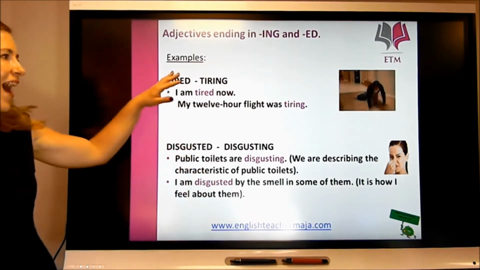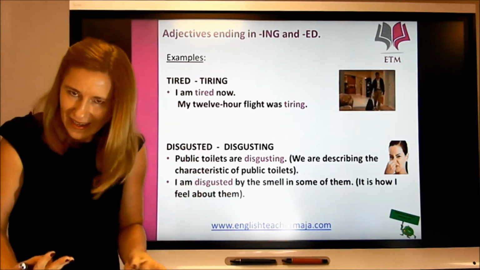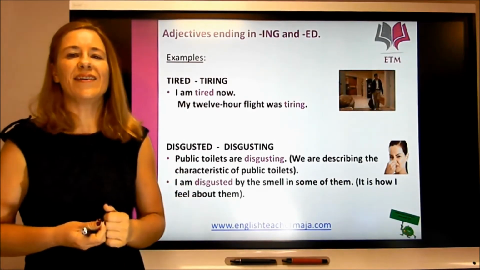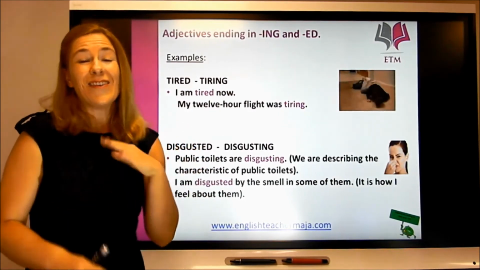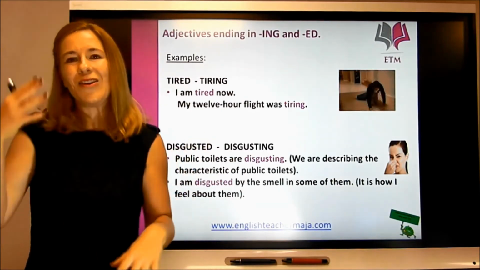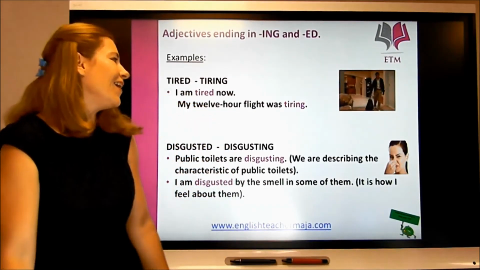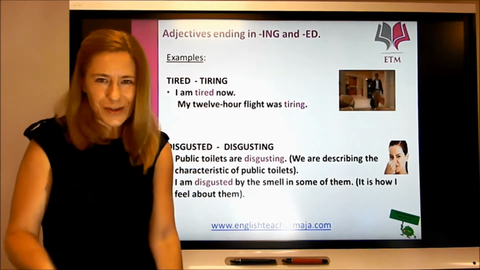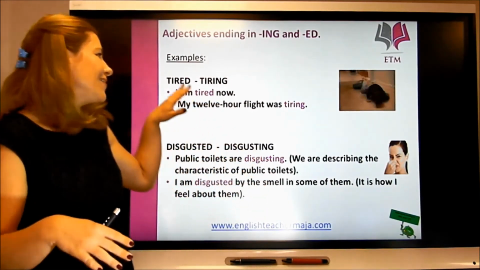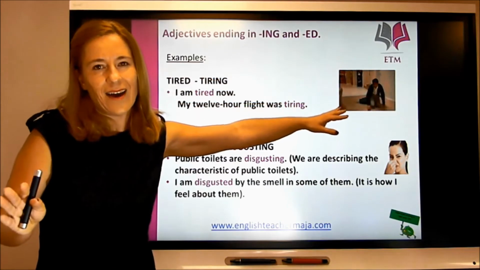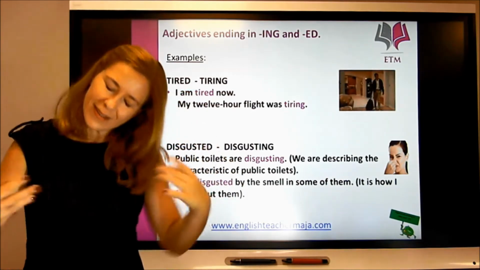Okay, so there are a lot of pairs of adjectives which end in -ed and -ing, so it's a very useful rule. Okay, so tired and tiring. Again, a person could be tiring. Okay, so it's like a characteristic of this person. I could be tiring. I hope not, but you know, you never know. And while you are talking to me, you could feel tired. You could feel exhausted. But also a situation could be tiring. For example, a 12-hour flight, no doubt tiring. Okay, so he feels tired now, he feels exhausted because his 12-hour flight was tiring, was exhausting.